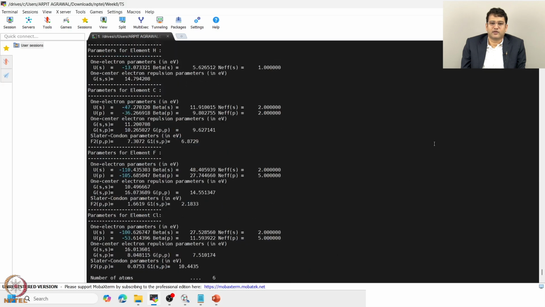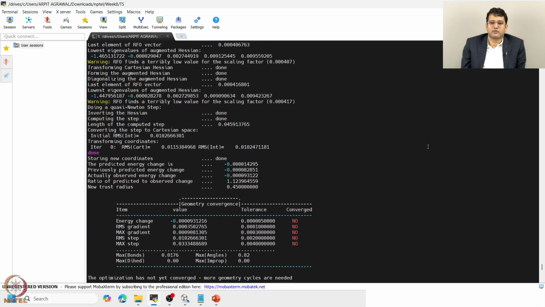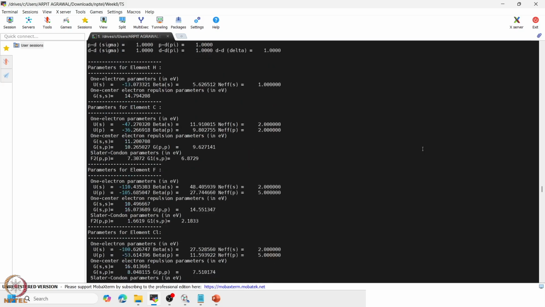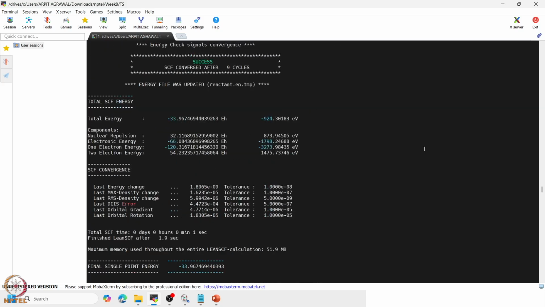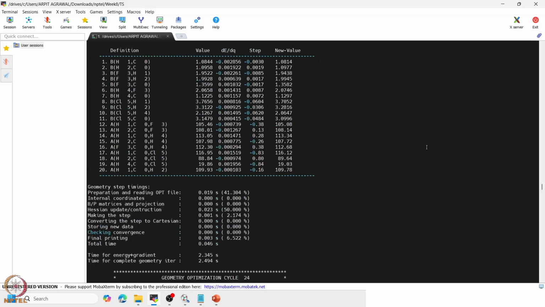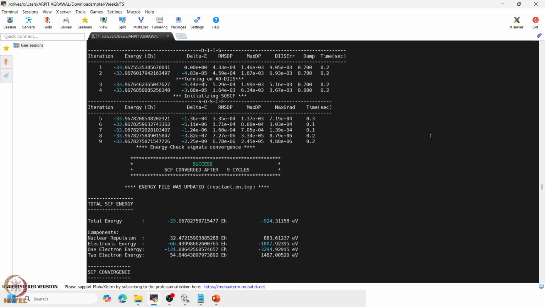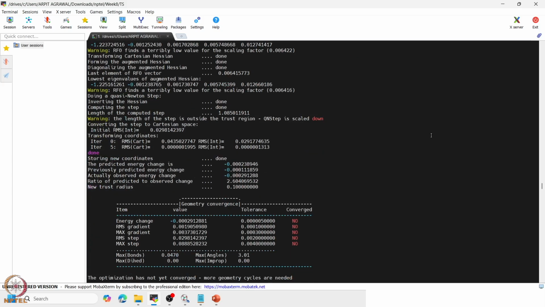So my frequency calculation is done. I believe it's now optimizing. I believe it's going towards convergence now. No, it's flip-flopping between two structures. Maybe I should have recalculated the Hessian after maybe 10 or 15 steps.